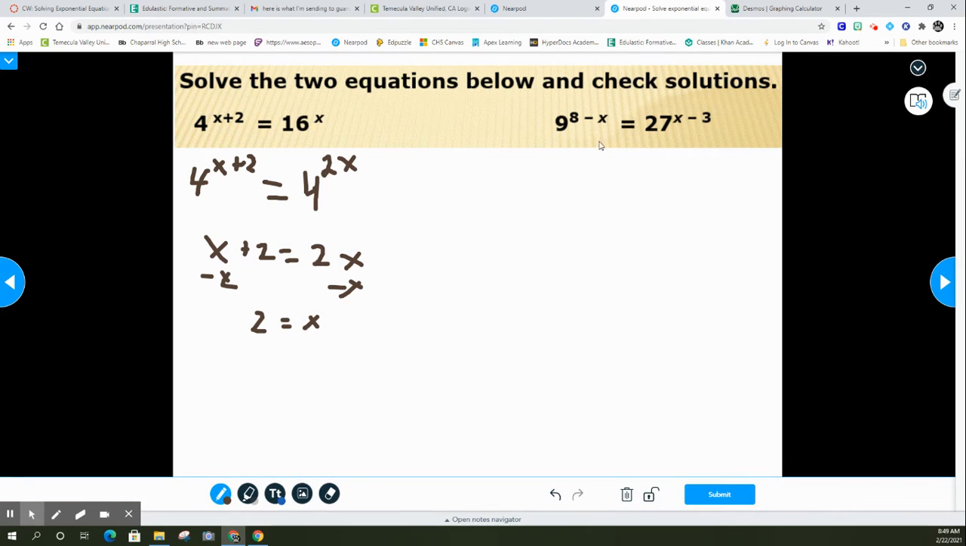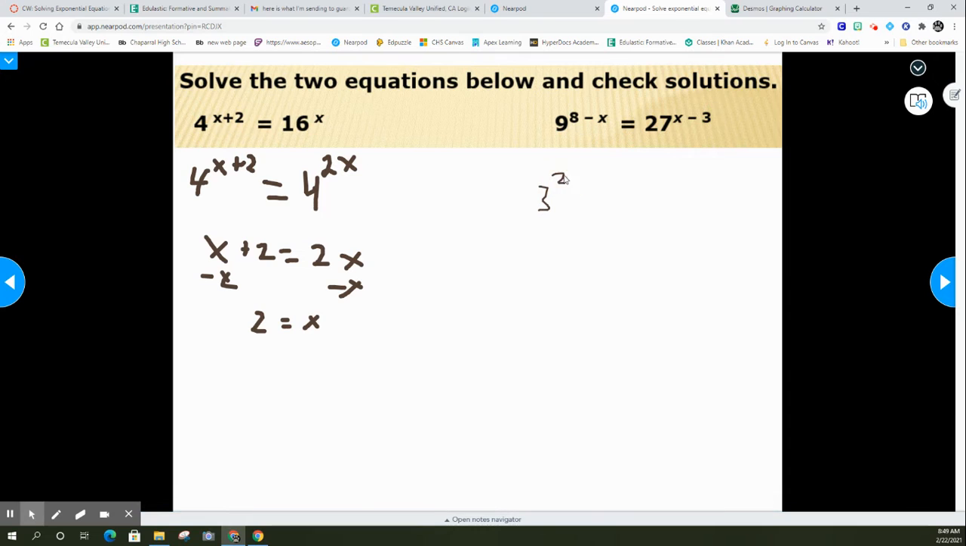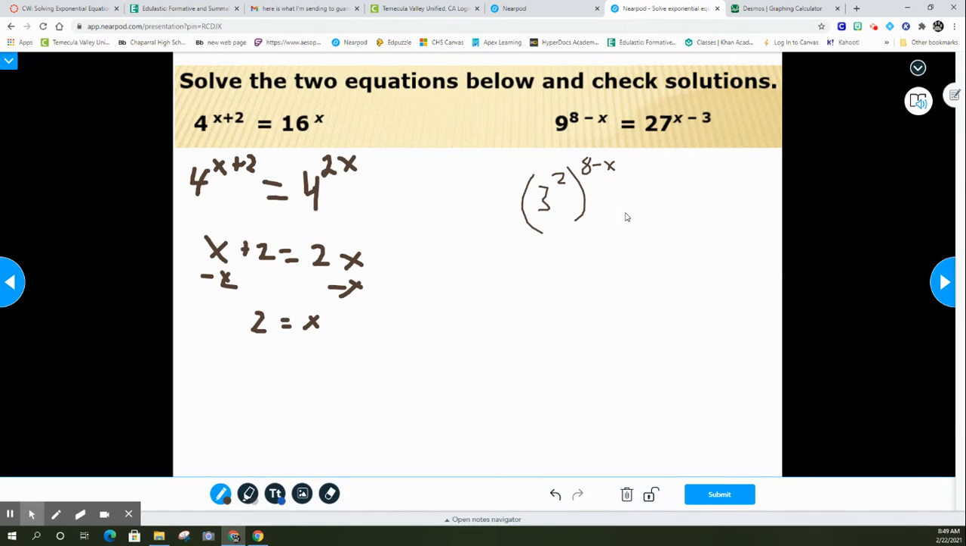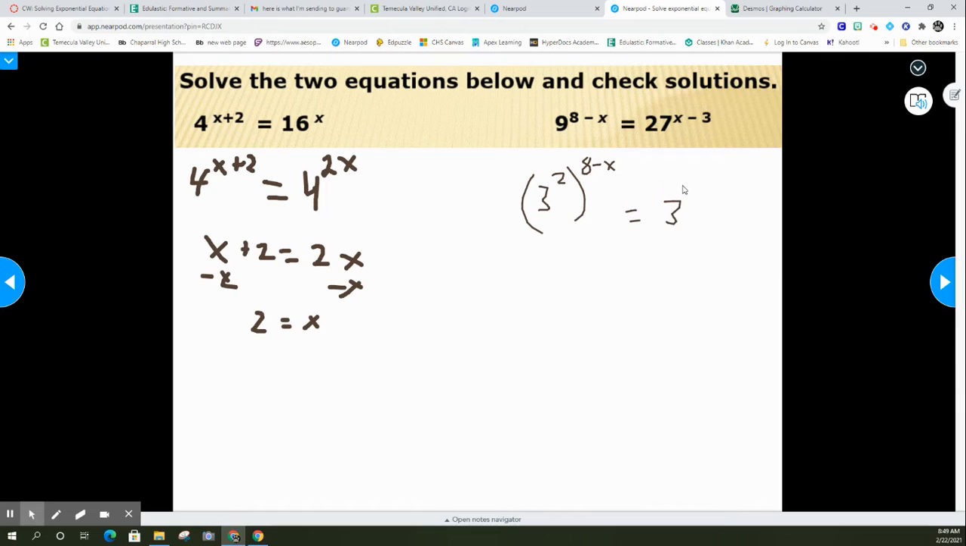All right, over here with the 9 and 27, I can make both of these 3, right? So 9 is 3 squared. And so again, I'll kind of show the work here a little bit. So it looks like this, which means I have a power to the power. So when I rewrite it, I'm going to have to multiply exponents. And so I get 3 to the 16 minus 2x. And over here, I get 3 to the 3x minus 9.